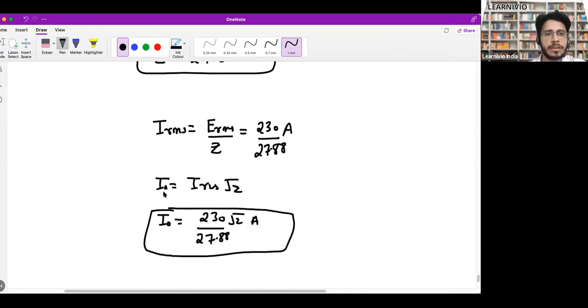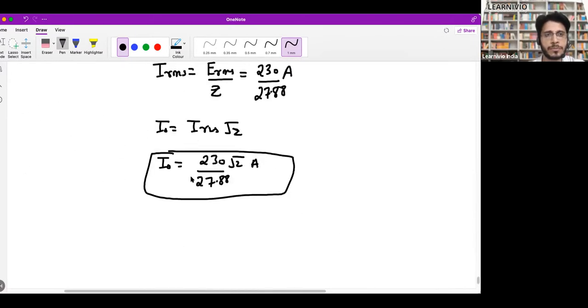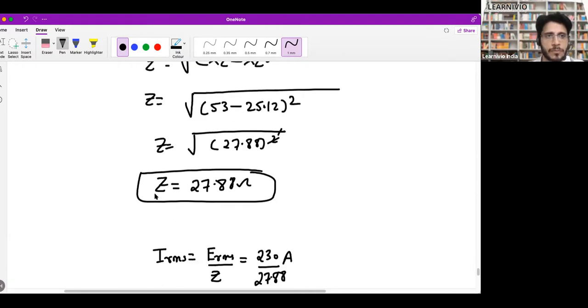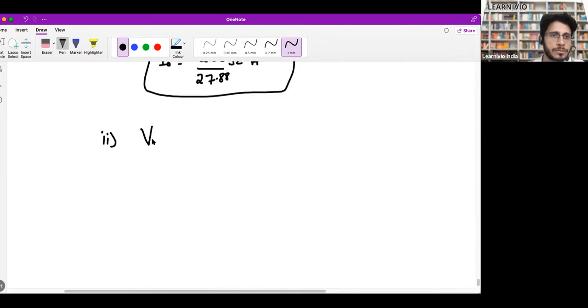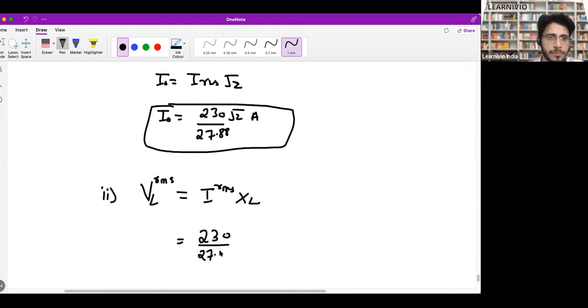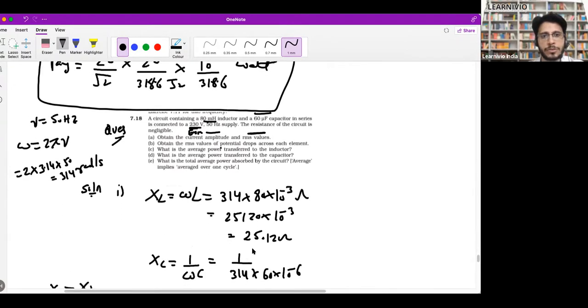After calculating this IRMS and I naught, next what we can do is the second part. In the second part, VRMS across the inductor is IRMS into XL. IRMS is 230 by 27.88, into XL. How much is XL? XL is this 25.12.